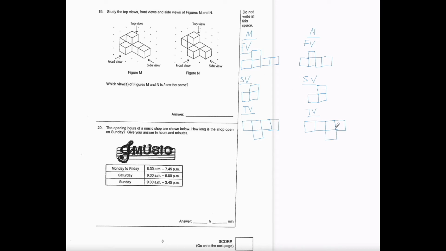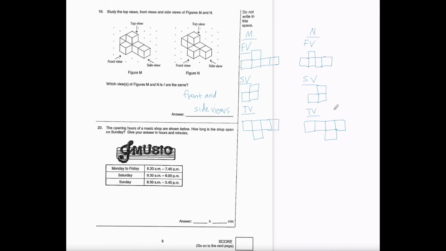Which view of figures M and N are the same? It will be the front view and side view. Understand? I already drew it out. If you don't understand, you can go and digest this first. So let's move on to question 20.